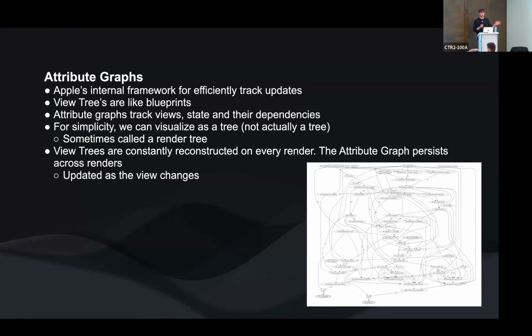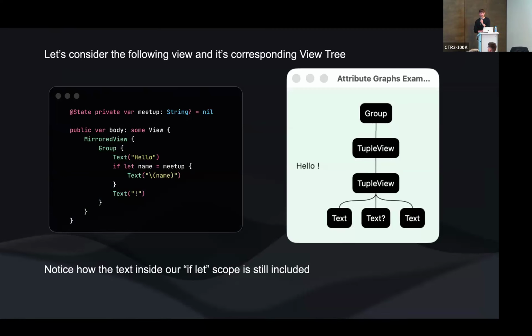And like I said, for simplicity, we're going to visualize them as trees. Some people like to call these render trees, so you might have seen that in books or blog posts before. But really, when they're saying render tree, they're talking about SwiftUI's attribute graph. And like I mentioned before, view trees are constantly being reconstructed. Every single time we're rendering a view, a new view tree is going to be created, but the attribute graph persists across these re-renders. So the attribute graph is going to stay constant, and we're going to be adding and removing nodes as our views change. So let's consider the following view and its corresponding view tree, and we'll see how that differs from the render tree or the attribute graph for this view. This is a very simple view here.